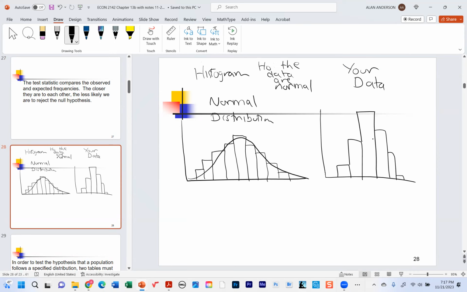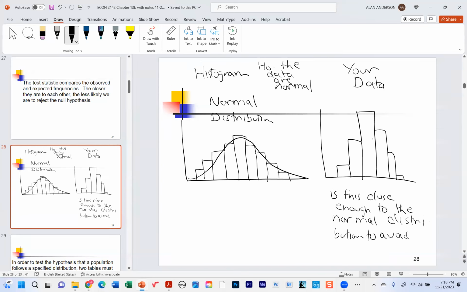Well, that's not that bad. I mean, it's not that far off. The question is, is this close enough to the normal distribution to avoid rejecting the null hypothesis? Well, we can't tell until we run the actual test.